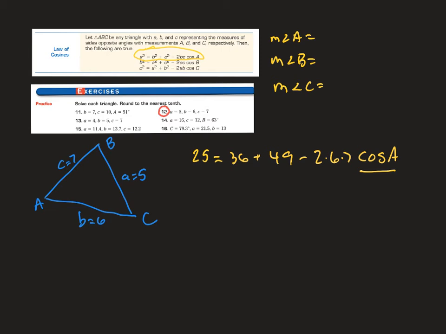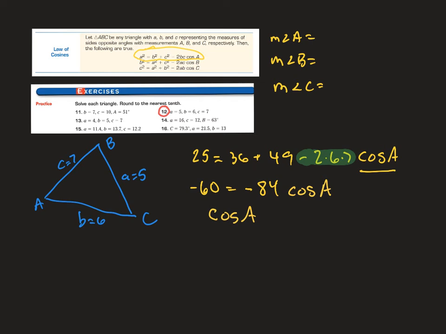So I'll start by subtracting, well, what is 36 plus 49? 36 plus 49 is 85. So I'll start by subtracting 85 from 25, which we know is negative 60. So this is negative 60 equals, and then 2 times 6 times 7 is 84. That's a negative 84. Please do not forget this negative sign right here. This number here is negative 84. And then, of course, I have the cosine A on the end here. That means I'm going to divide both sides by negative 84.